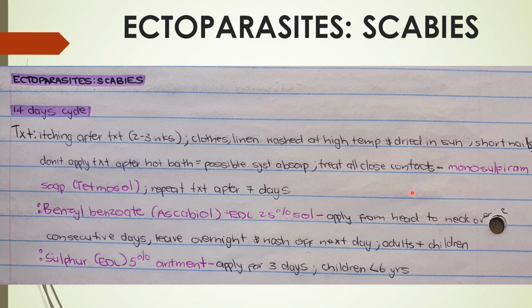That's what causes the itching, and it can still be there 2 to 3 weeks after the treatment. Okay, so you need to wash your clothes and linen at a high temperature and dry them in the sun. You must make sure you don't have any long nails, and don't apply the treatment after a hot bath, because there's possible systemic absorption, and should that happen, it will cause some serious side effects.